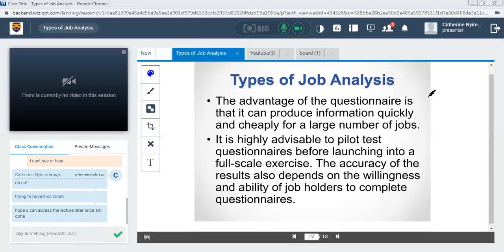The advantage of a questionnaire is that it can provide information quickly and cheaply for a large number of jobs. The other aspect is that it is highly advisable to pilot test the questionnaires before launching into a full-scale study, because it's important to see if the questions that have been constructed are able to get the information that is being sought. The accuracy of the results also depends on the willingness and ability of job holders to complete questionnaires.